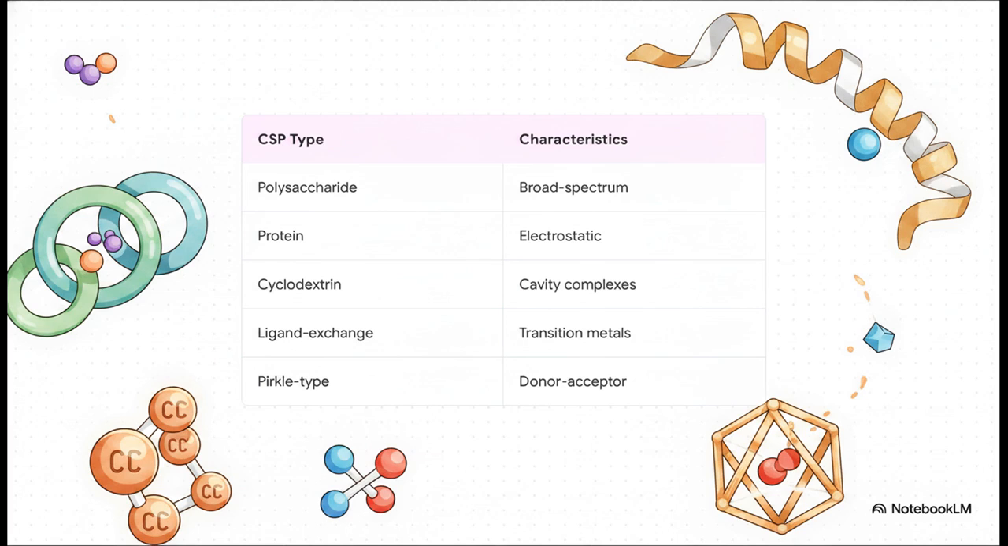Polysaccharide CSPs, derived from cellulose and amylose, are the undisputed heavyweights here. I mean, over 90% of HPLC methods for finding enantiomeric excess use them because of their broad-spectrum selectivity and huge loading capacity. But we've also got protein phases like BSA for electrostatic interactions, macrocyclic antibiotics like vancomycin, and ligand exchange phases that cleverly use transition metals like copper ions right at the core of their separation complex.